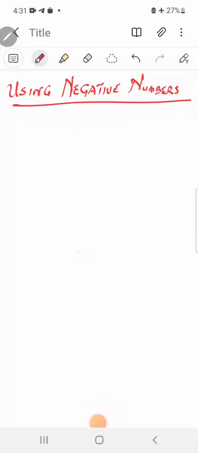Hello there. Today we'll be learning how to use negative numbers. First, we should know what a negative number is. A negative number is any number which is less than zero. So when a number is smaller than zero, we call it a negative number.